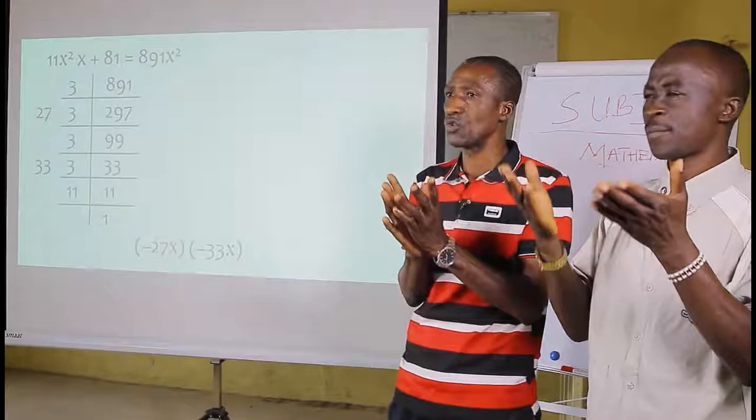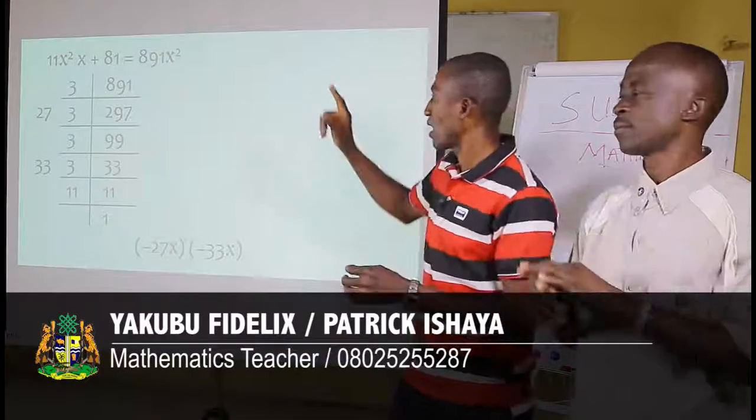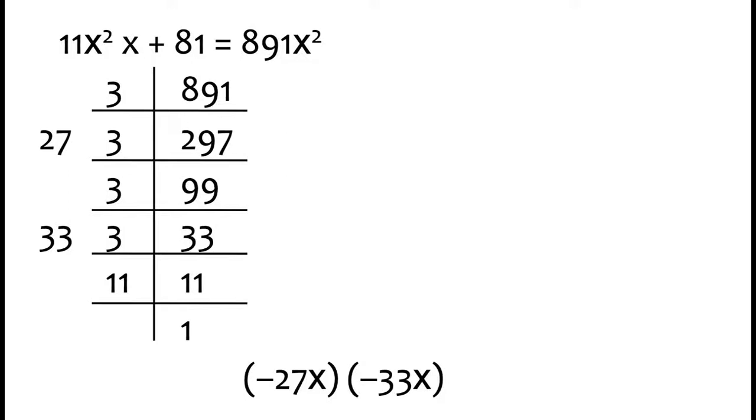So from here, we are going to deduce our factors. If you pick the first threes, 3 times 3 times 3, that will give you 27. You can see 27 is written there. And 3 times 11 gives us 33. When you multiply 27 by 33, certainly it will give you 891. So the required factors now to fix in the signs become minus 27x and minus 33x.